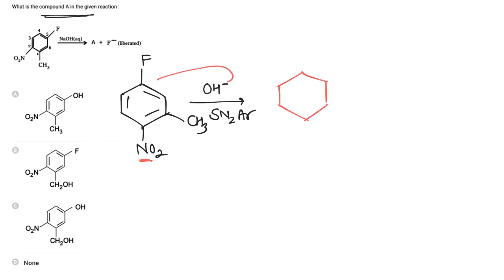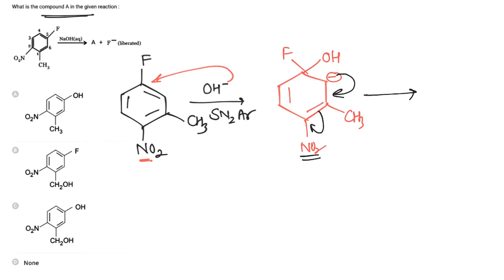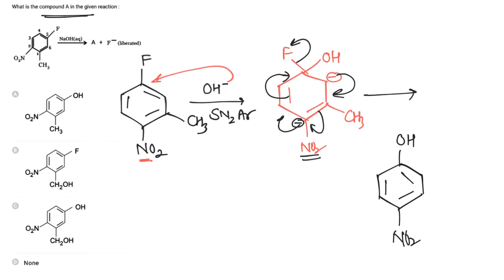Now OH negative will act as nucleophile, so that Meisenheimer complex negative ion is formed. Now this negative ion will be stabilized by electron withdrawing behavior of NO2 group. Now this negative ion is further stabilized by NO2 group. At last step, after resonance, F negative is removed and it will be finally converted to nitrophenol. So this is formed as a final product, and hence correct answer is A.